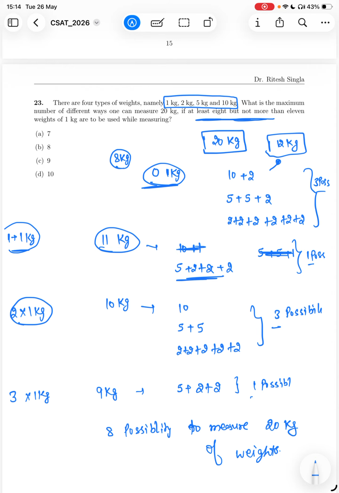If I am using one weight of 1 kg, then I need to cover 11 kg using again weights of 2, 5 and 10. Similarly, if I have 2 weights of 1 kg, then again the remaining 10 I need to cover with 2, 5 and 10, and similarly for 3 weights of 1 kg. And from there you can find all the possibilities, and in total you will have 8 different possibilities. That is your answer. So option B is the correct answer.